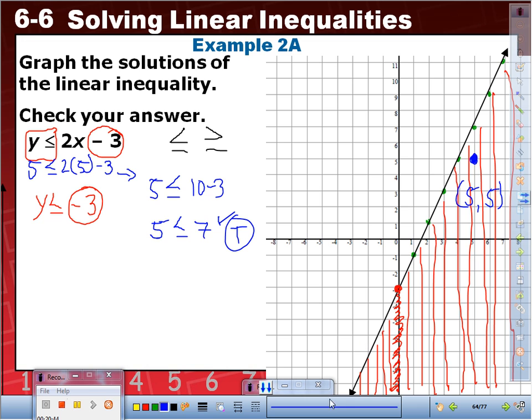Yes, question. Why did we do the y-axis? Look at it. What variable is it? Y. Yeah, since we're solving for y, we're always going to base it on the y-axis.